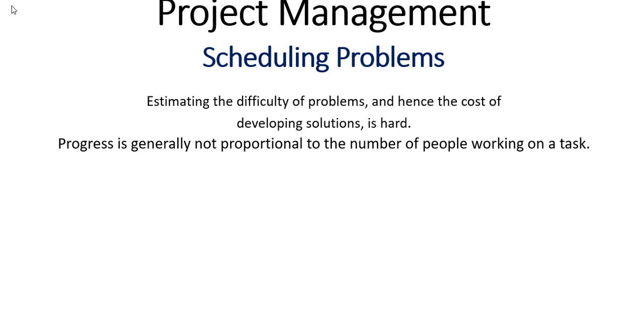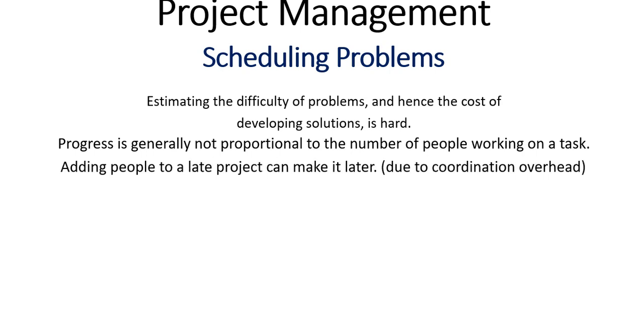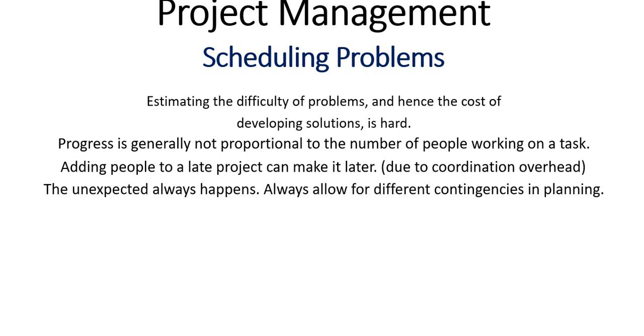Progress is generally not proportional to the number of people working on a task. I think I've talked a lot about this. Adding people to your late project can make it later. If you think you are solving a problem by adding more people to a task, then you are actually wasting resources. Then the unexpected always happens.